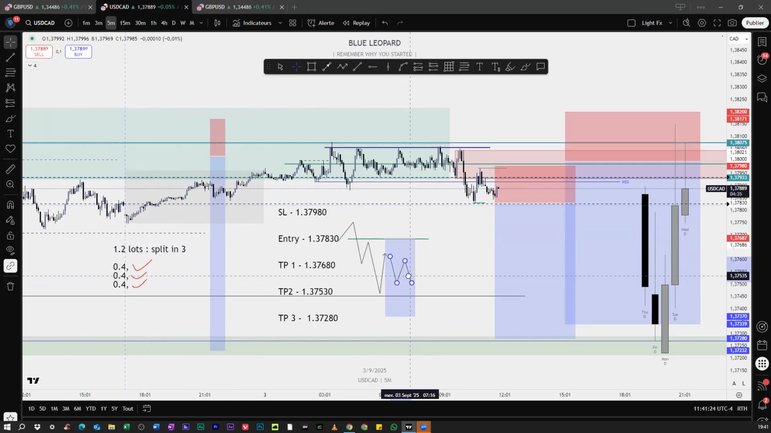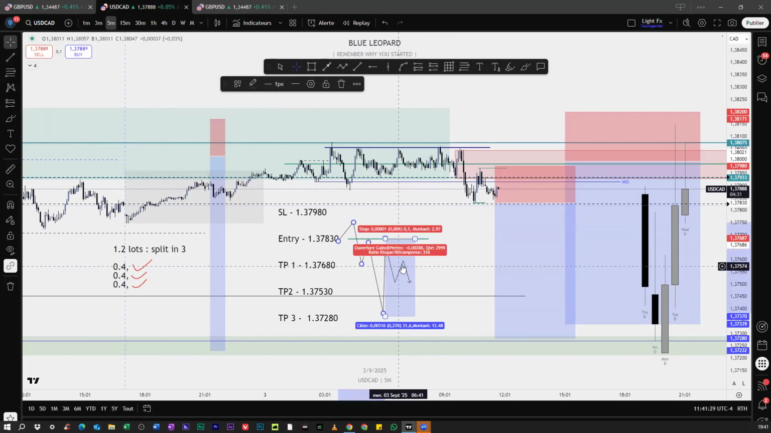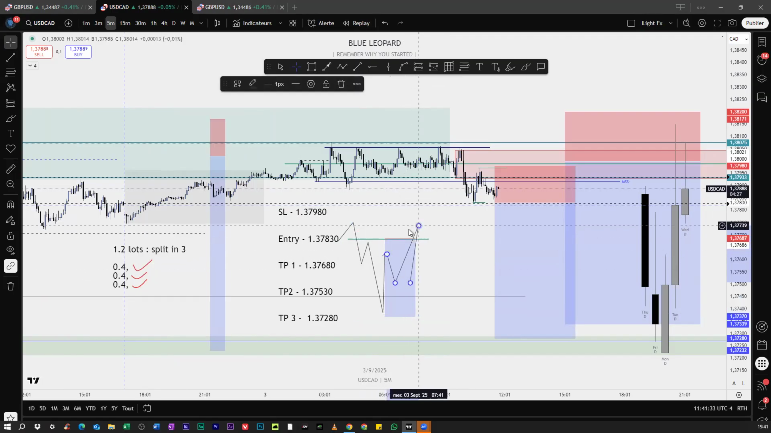Because you can be sleeping, price touches TP, almost TP3, and then you wake up, price has gone straight back to your stop loss.